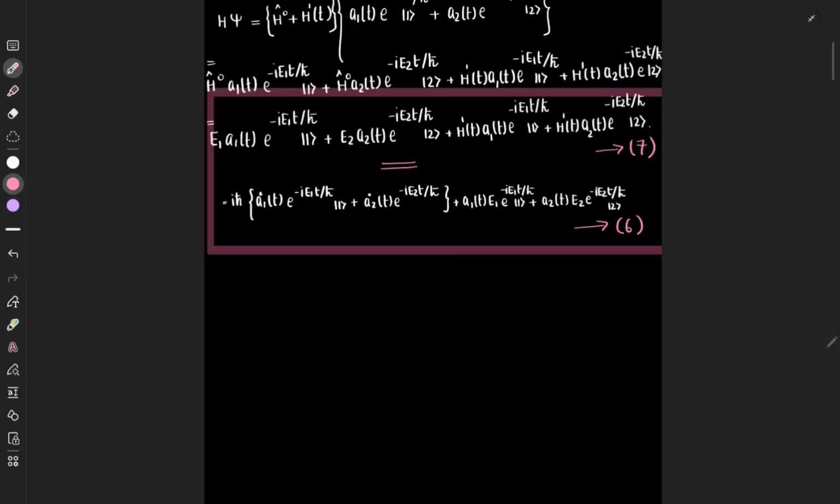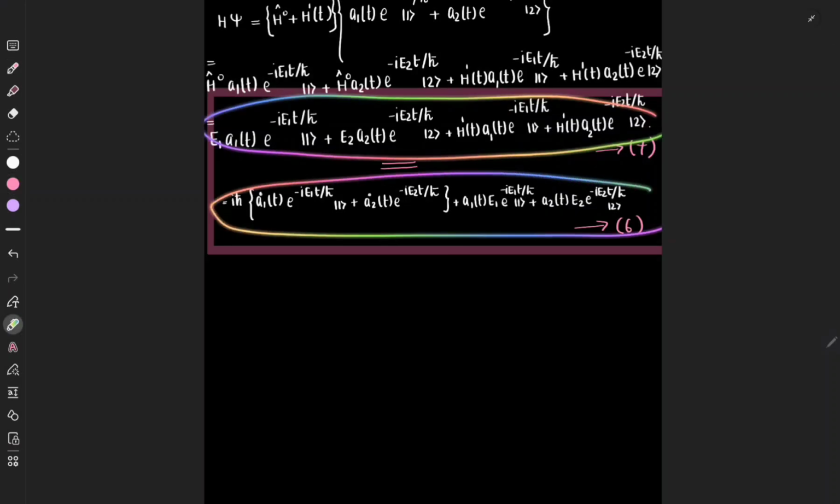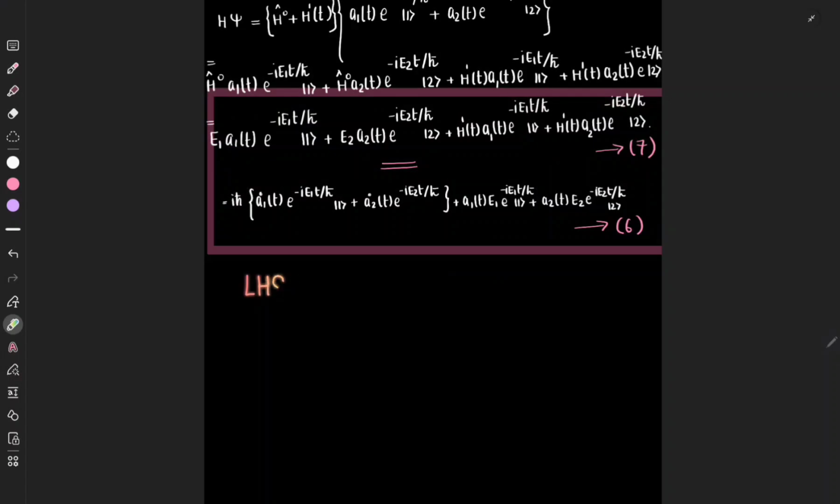So yeah, what I did here is that this was the equation for the RHS and this is the equation for LHS. What you're going to do next is substitute LHS equal to RHS. You just have to equate it and solve it. So that's the 6th step.